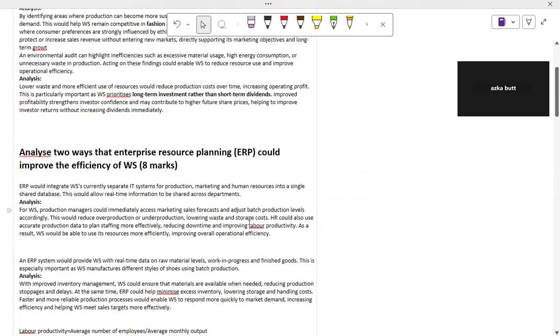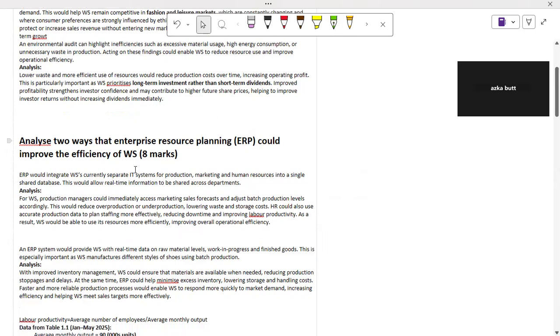Lowering waste and storage costs, of course, when there's overproduction reduced, underproduction reduced. So they don't need to purchase a lot of inventory, and the wastage and the storage cost will decrease as well. And when they will not be overproducing, it means the extra units will not be wasted. HR could also use accurate production data to plan staffing more effectively, like how many laborers they need to produce products, reducing downtime and improving labor productivity. As a result, WS would be able to use its resources more efficiently, improving overall operational efficiency, because mainly we use this ERP software for increasing the operational efficiency. This is the first paragraph.